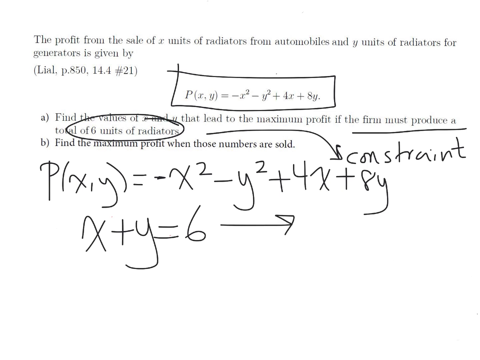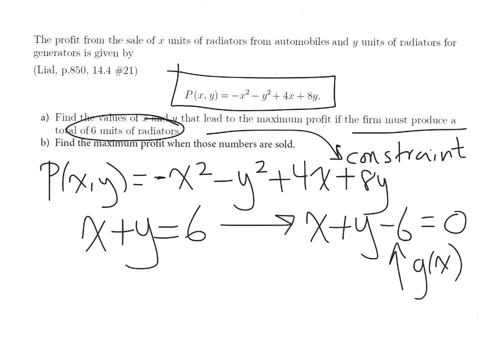In order to use the Lagrange function, this constraint has to be written with respect to equaling 0. So it must be equal to 0. X plus y minus 6 equals 0. Okay, so this is our g of x function, our constraint function. This is our regular function, our multivariable function.